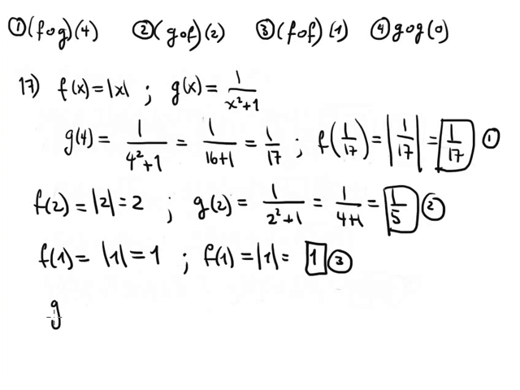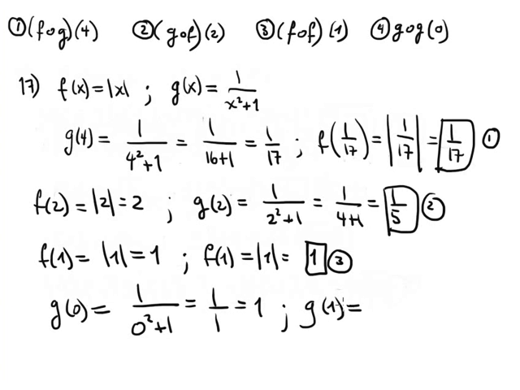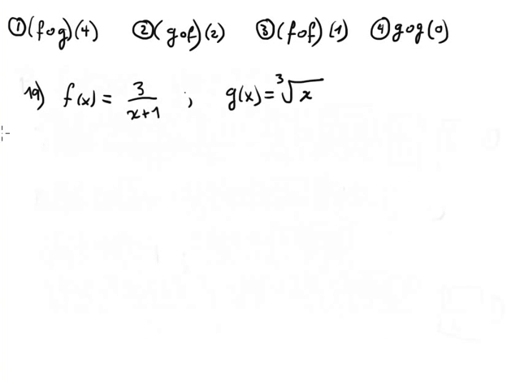And g evaluated at 0 is 1 over 0 squared plus 1, which is 1 over 1, just 1. And after that, you evaluate g at 1, which is 1 over 1 squared plus 1. 1 squared is 1, plus 1 is 2, so 1 half. Question 4. Okay, 19. This is f of x, this is g of x.